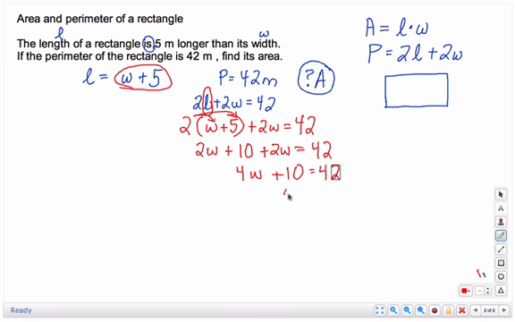And now we're going to just use our solving equation rules here. So we're going to subtract 10 from both sides. We get 4W equals 32. And now we're going to divide both sides by 4, and you get W equals 8. And this is meters. So our width is 8 meters. Okay.